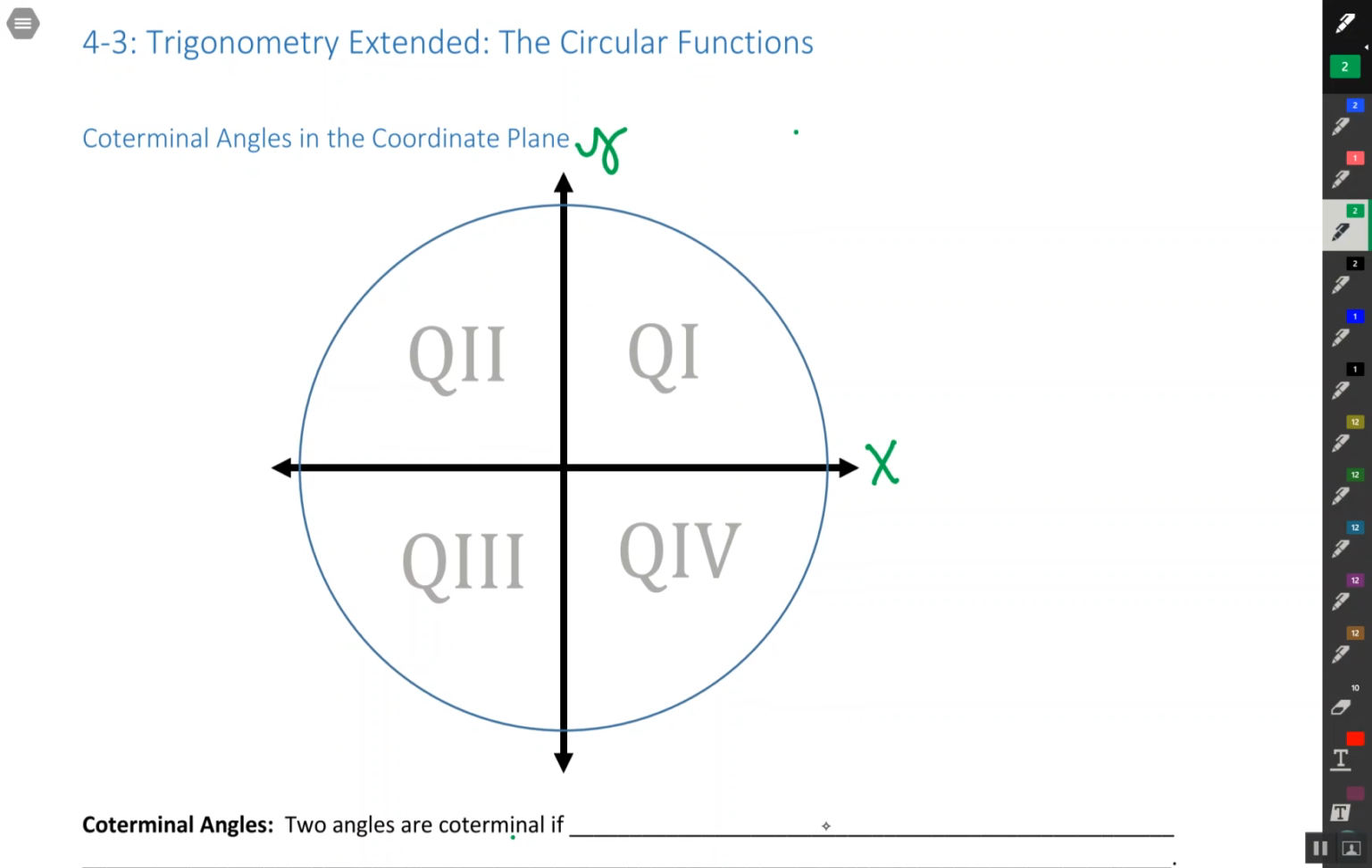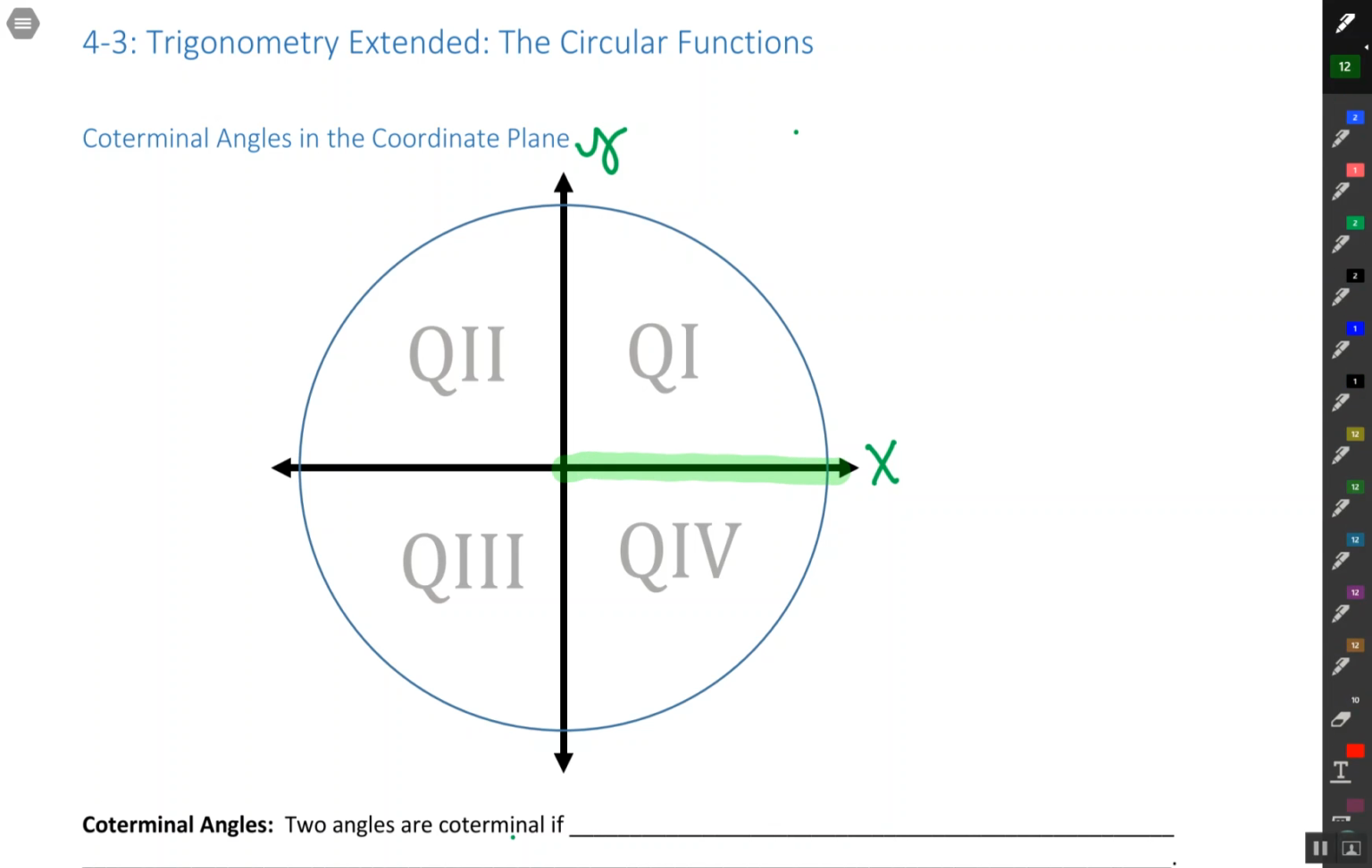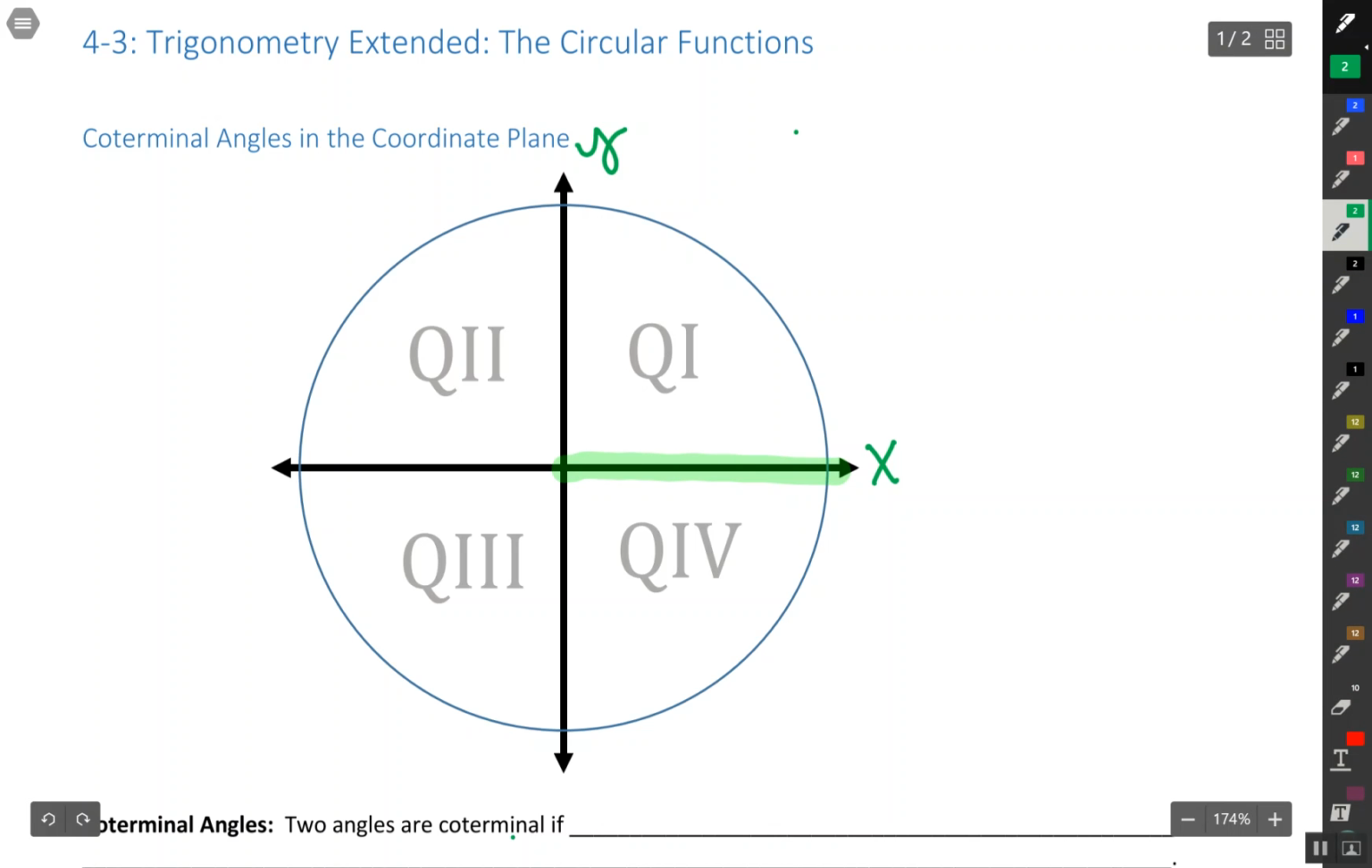And so an angle, when it's placed in the coordinate plane, is going to have an initial side which starts at the origin and goes in that direction specifically. It goes in the direction of the positive x-axis. This is known as the initial side. Think of it as where the angle starts. And then wherever the angle ends, you're going to have the terminal side, okay?